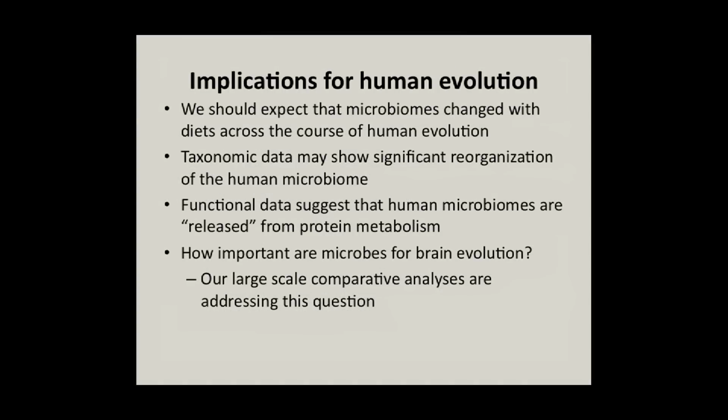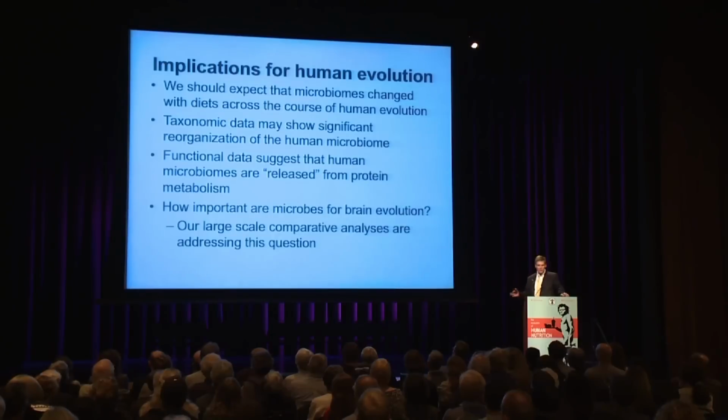Now, what are the implications for human evolution? I think we can expect that microbiomes change with diets across the course of human evolution. Of course, unfortunately, as far as I can tell, we can't directly get those microbes out, but it's something to think about when we talk about climate change, diet change, and so on and so forth. And the howlers may give us some guidance on that issue, as well as other species that we're looking at.